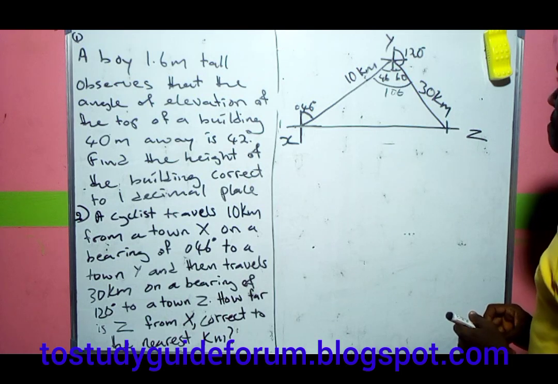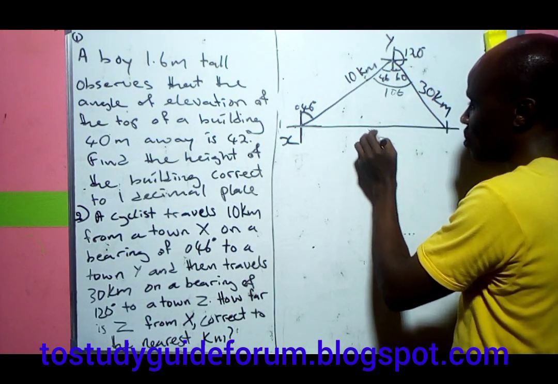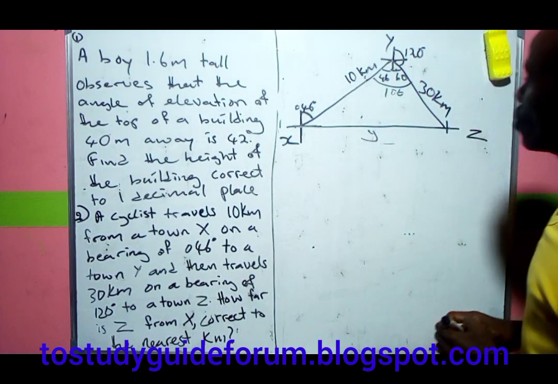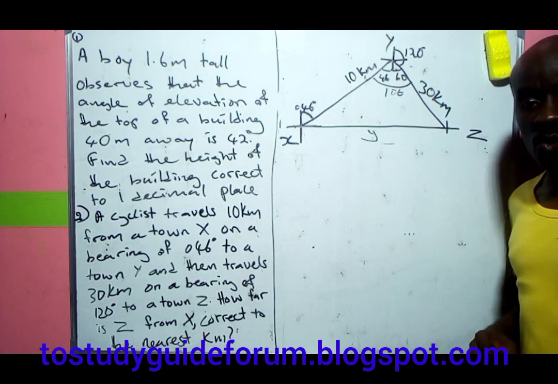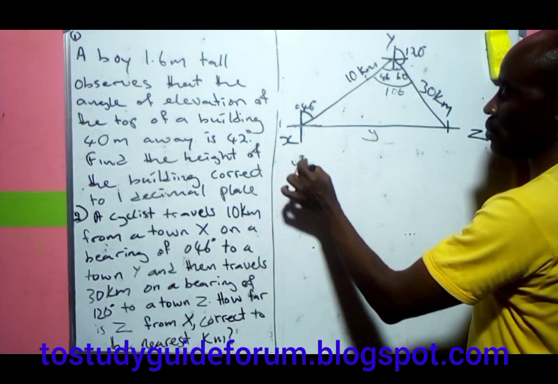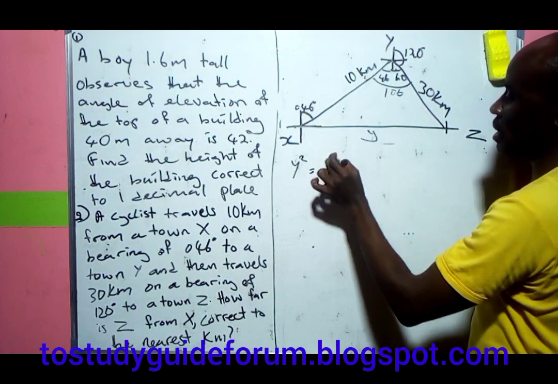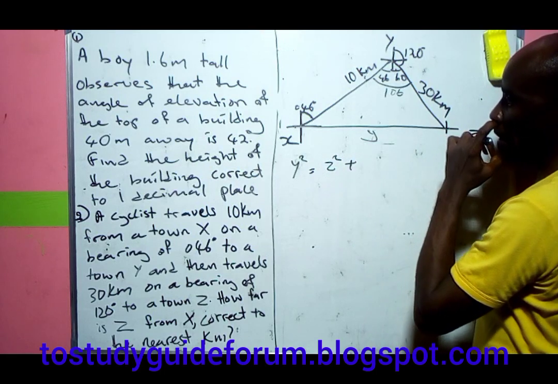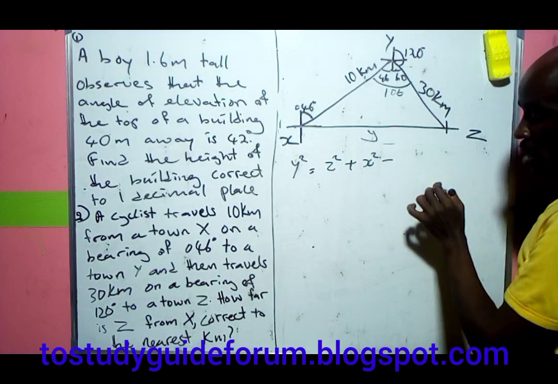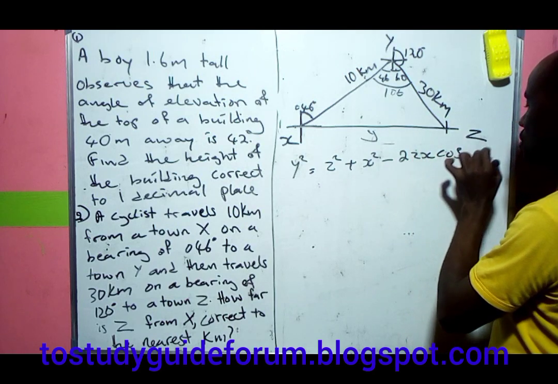So the next thing we are going to do now is to find this distance. What are we going to call it? We call it y, small y. So to get that, we are going to use the cosine rule, which says that this our small y squared is equal to our z squared plus our x squared, minus 2zx cos theta.